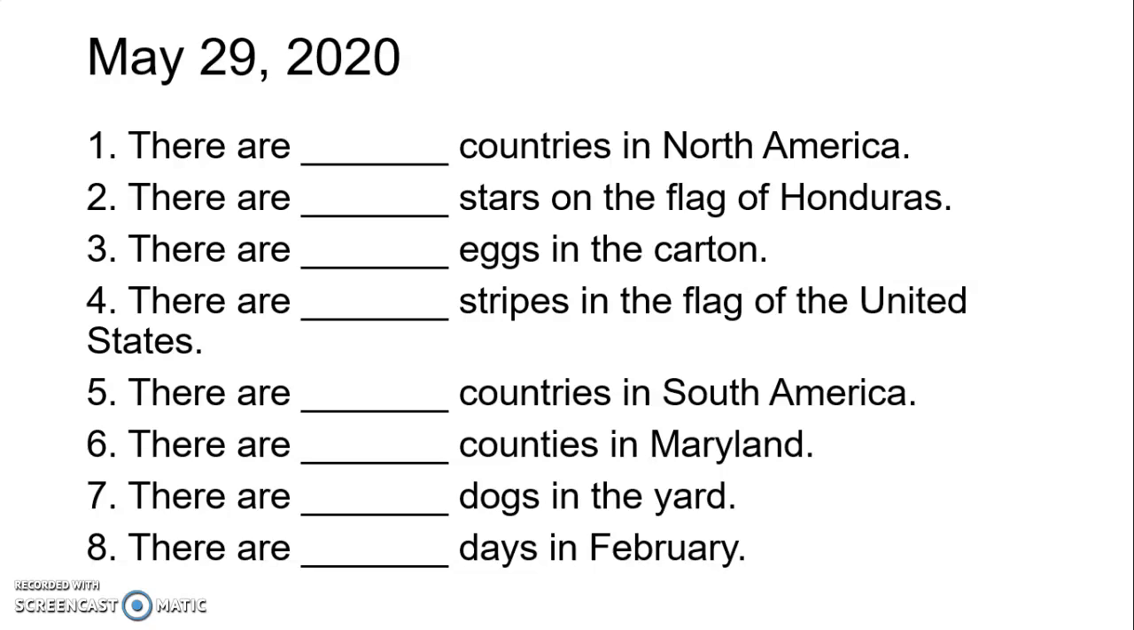Y quiero la palabra del número, el número completo. Quiero que practiquemos escribiendo los números.